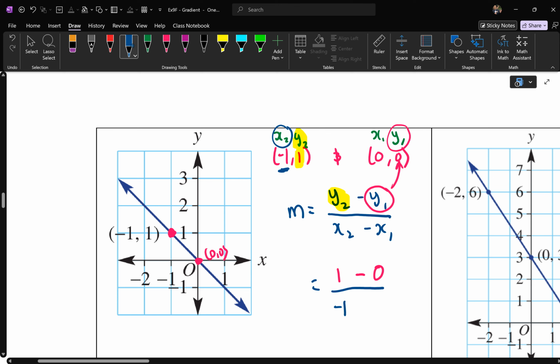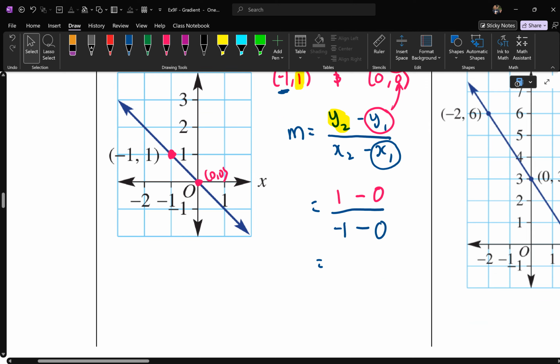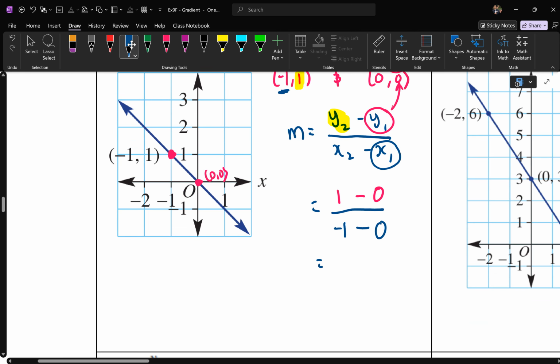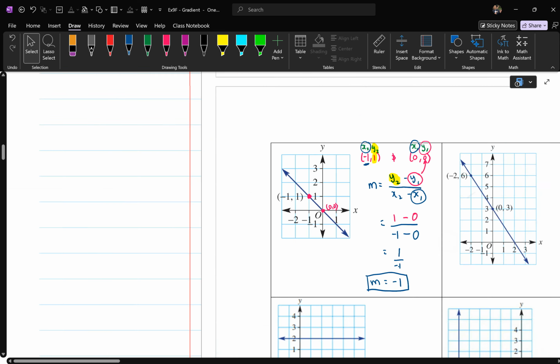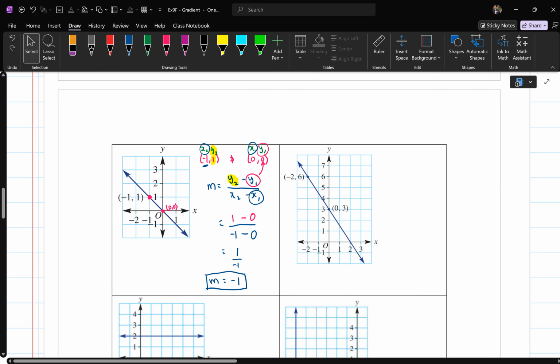So that's -1 minus, which one's my x1? x1's over here. It's 0. If you put it together, you get 1 minus 0, which is 1. And then -1 minus 0 is -1. And then 1 divided by -1. You can do that on your calculator, but it equals -1 as your gradient.